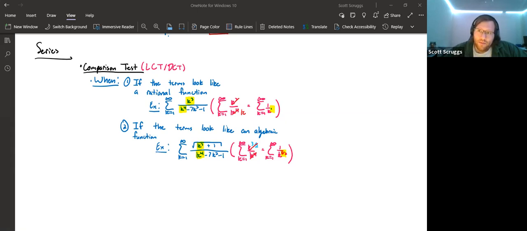I'm doing that on purpose because when I'm doing a comparison test, I want to compare with a P series or a geometric series. Because if it's a P series, I have a specific test from before that I can use to check for convergence or divergence of that series. Geometric series, I want to do that because I have a quick test to discern if it converges or diverges.